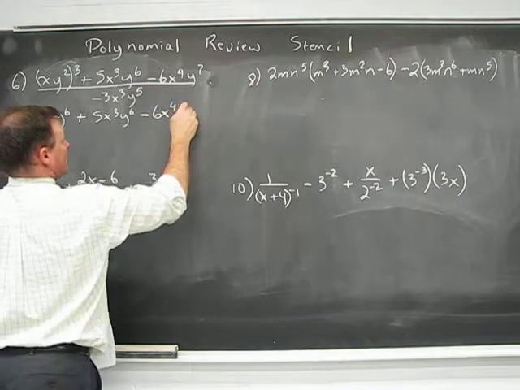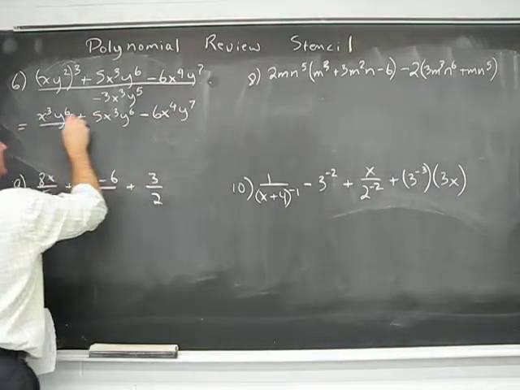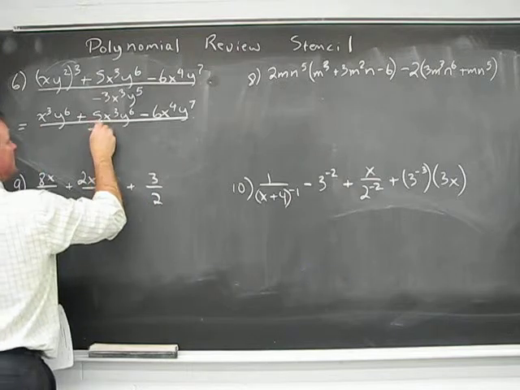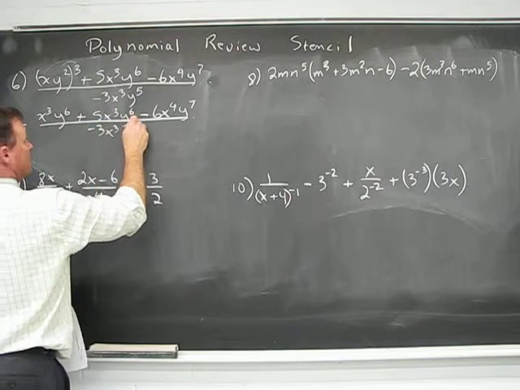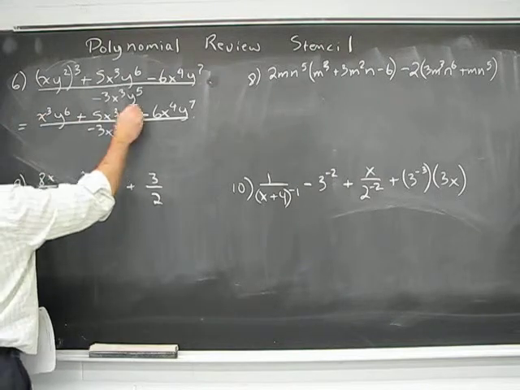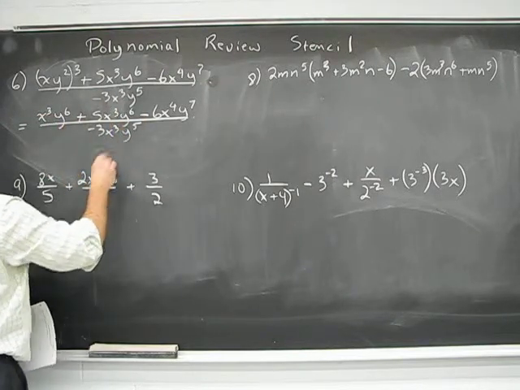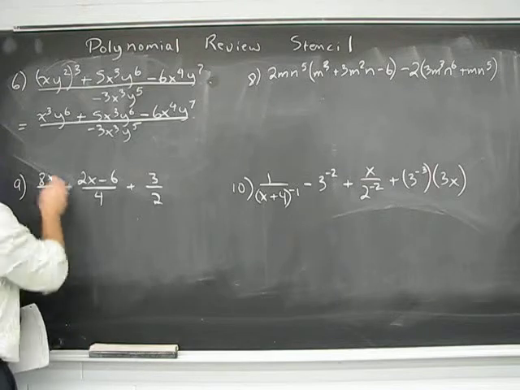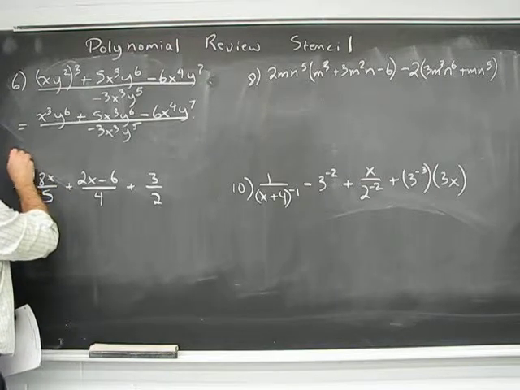6x to the 4, y to the 7, all over negative 3x cubed, y to the 5. And so what we're going to do is put these like terms together, 6x cubed, y to the 6. But a lot of you guys probably didn't see that. So let's take this in two shots like you probably would have done.